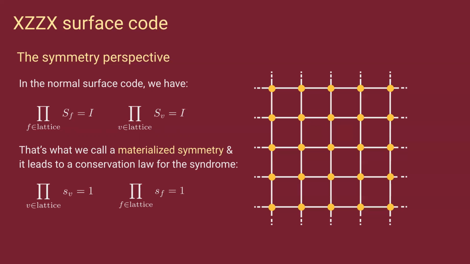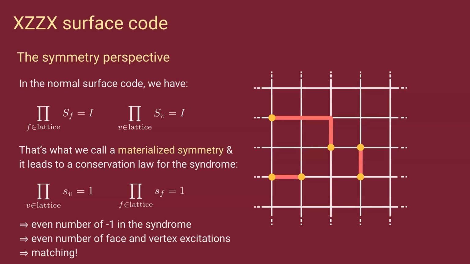Because now if you take the values of the syndrome, those small s correspond to the actual value of the excitation. It's going to be one if you don't have an excitation and minus one if you have an excitation. Then this has to be equal to one. So the product of the syndrome at every point is equal to one, which means that you can only have an even number of excitations. So you have an even number of minus one in the syndrome, an even number of face and vertex excitations, and it means that you can use matching. You're always going to have pairs of excitations basically.